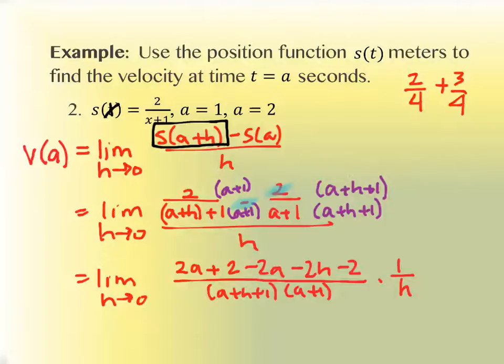Why does your denominator now have an a plus 1? It had an a plus 1 in it to begin with. Right here. Do you see that? They both have a plus 1. This denominator is a plus 1 times a plus h plus 1. This denominator is a plus h plus 1 times a plus 1. So my denominator is a plus h plus 1 times a plus 1 because those are the two original denominators I had.